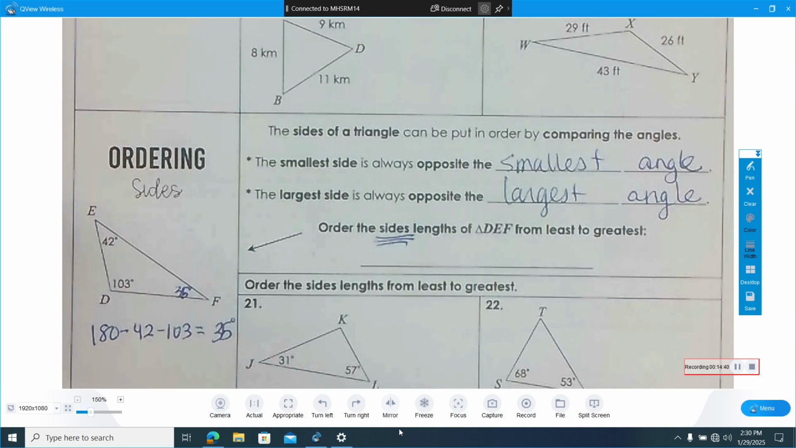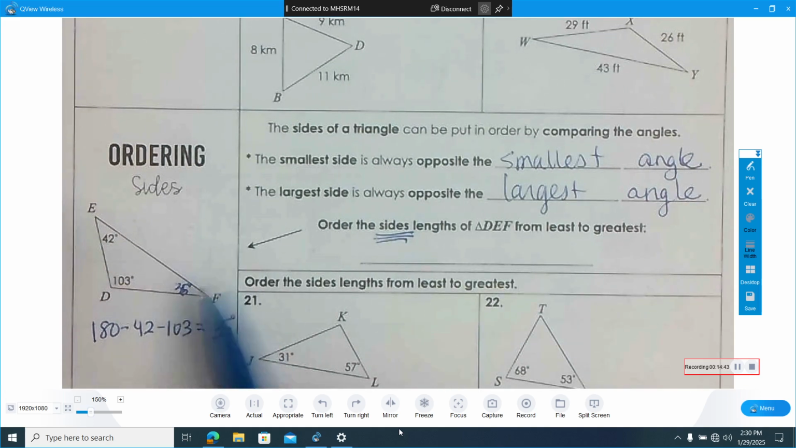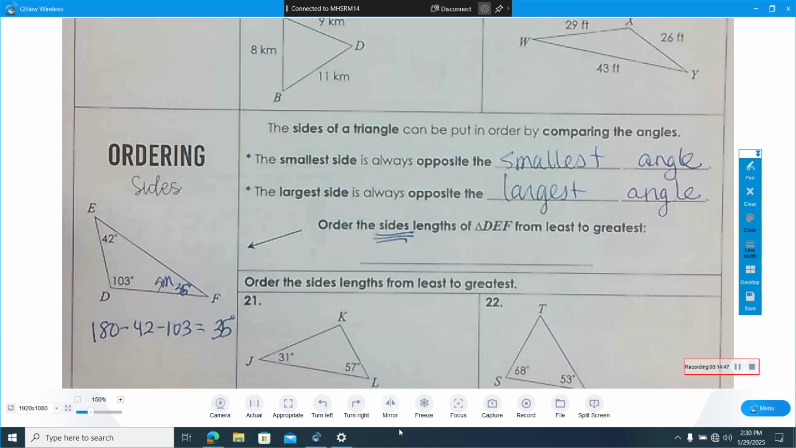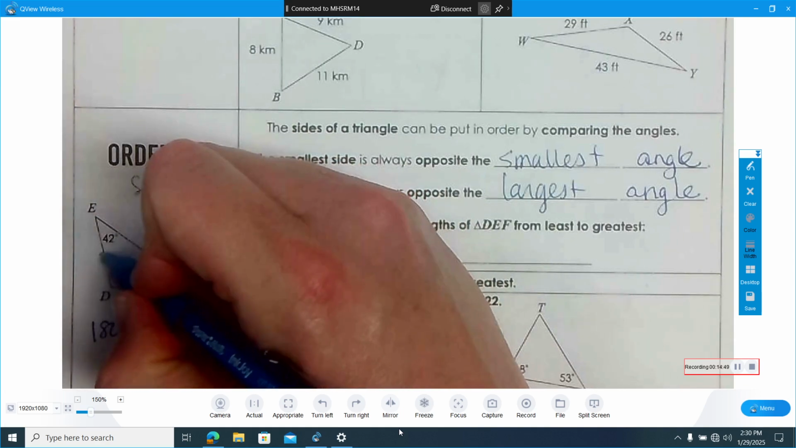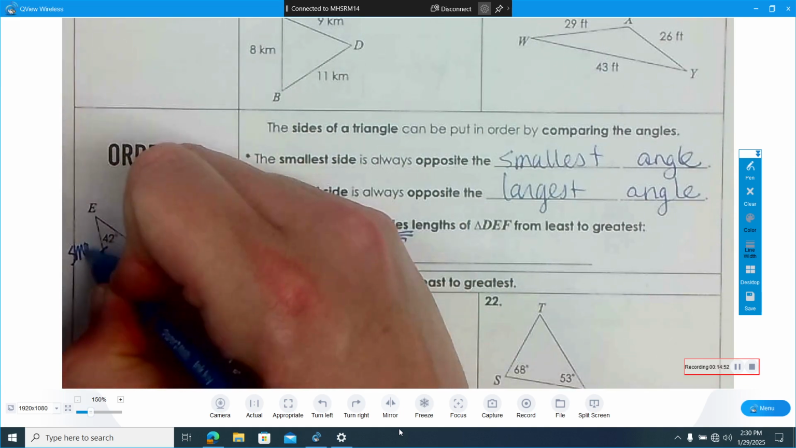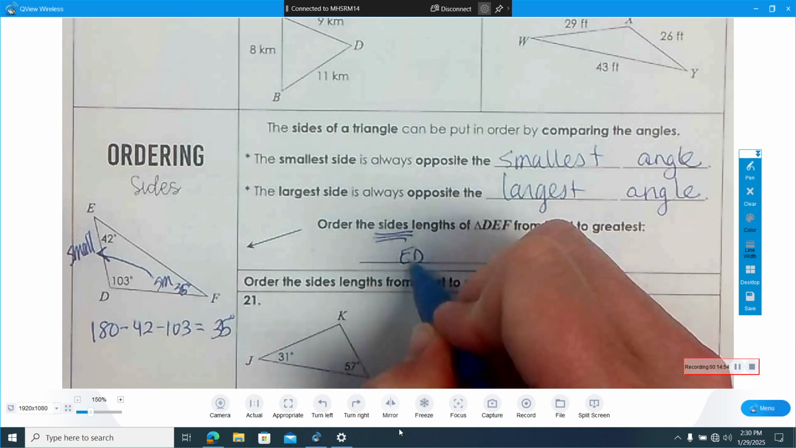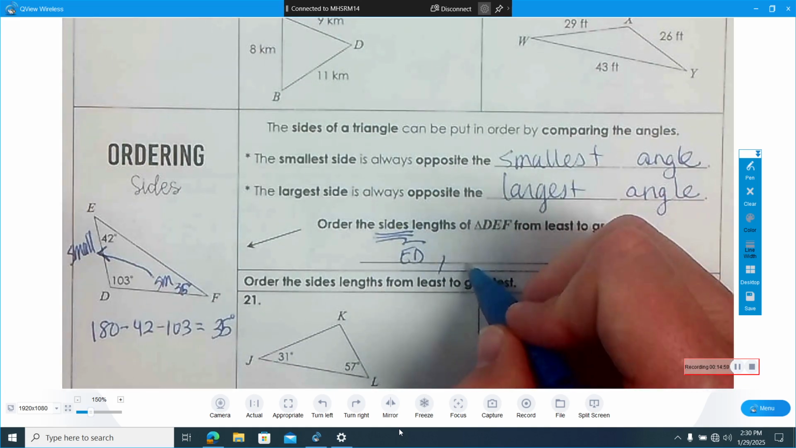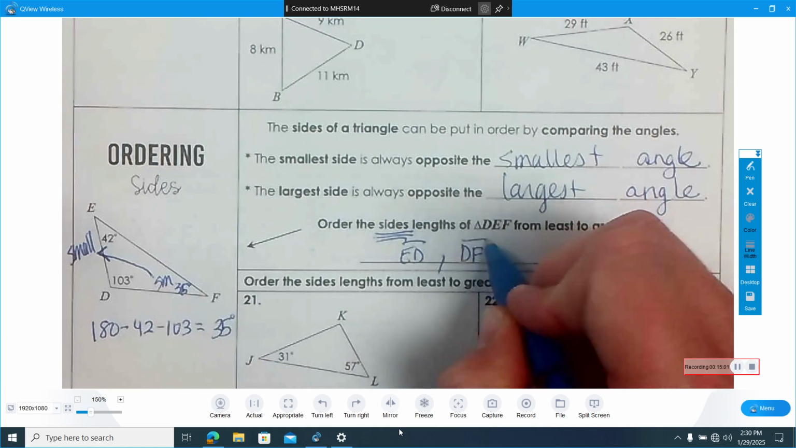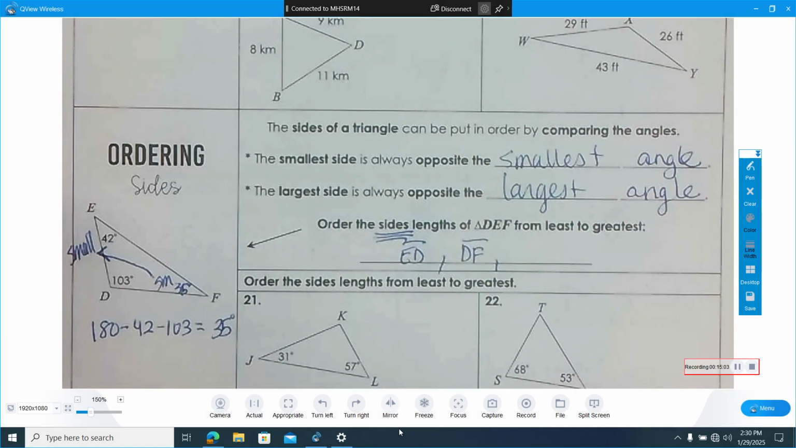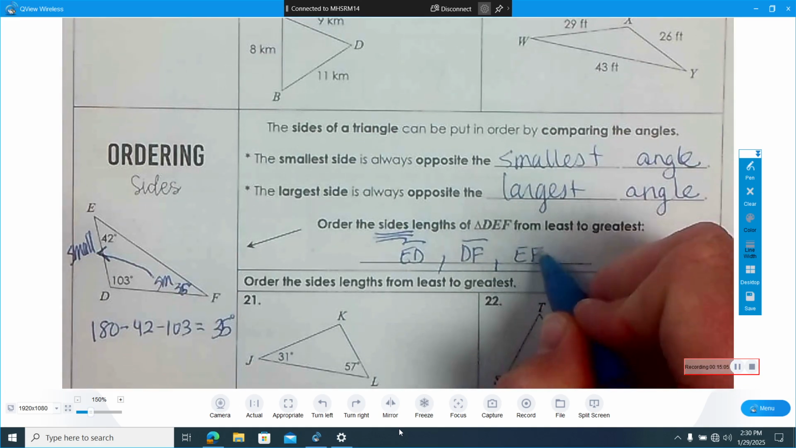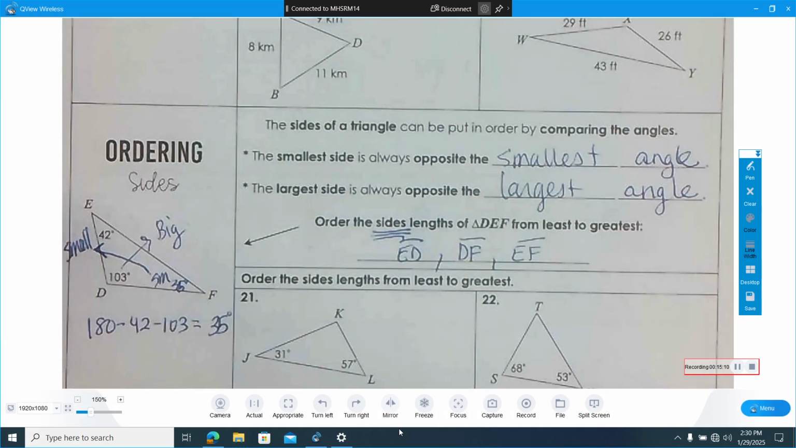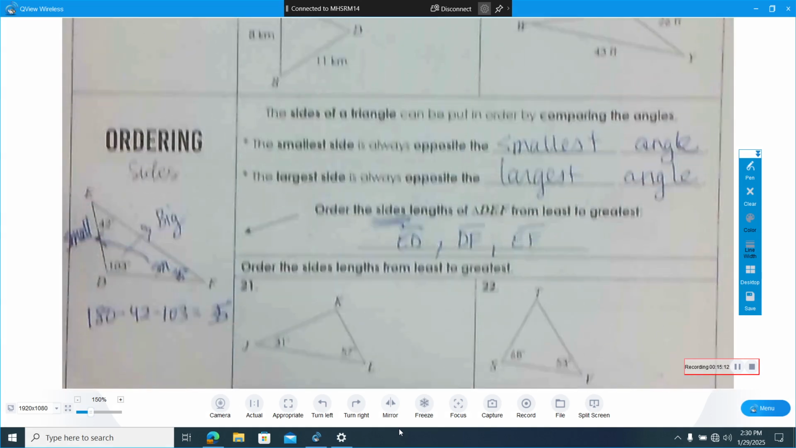Now I have my smallest angle. What's my smallest side? ED. Very good. Right there is my smallest side, segment ED. What's the next side? DF. What's the longest side? EF. Very good. Biggest angle, biggest side. Makes total sense. Will you do 21?